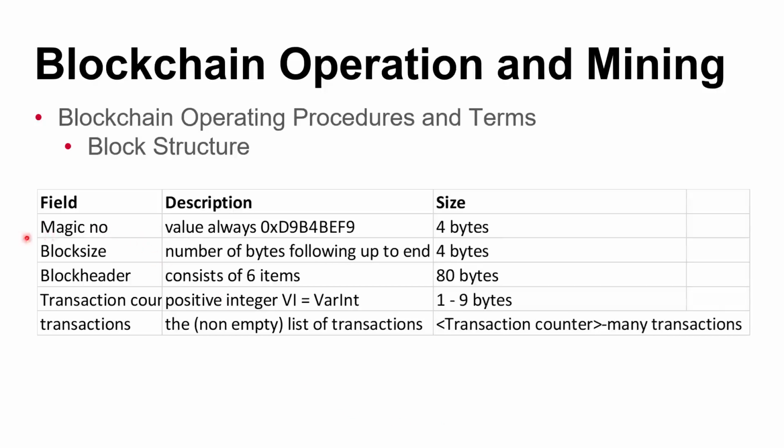There are fields called the magic number, block size, the block header, and certain information in the block header, the transactions, and the transaction counts. One of the things that goes on while blocks are being validated is the miners are all checking for the correct block size, the number of transactions, the transactions themselves. We make sure that the block actually matches the expected structure. We just don't look at the transactions.